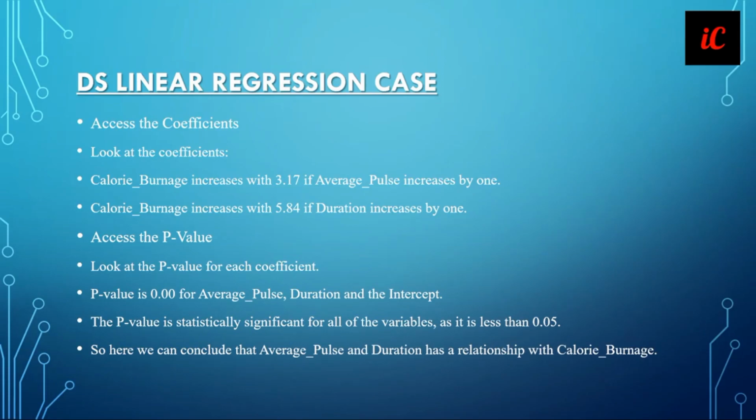Another one we have is accessing the p-value. How to access the p-value? The p-value is 0.000 for average pulse, duration and the intercept. So the p-value is statistically significant for all the variables as it is less than 0.05. It is always less than 0.05 for the rest of the things.